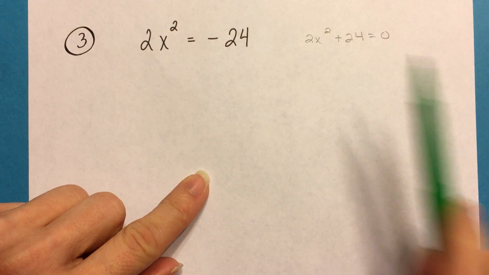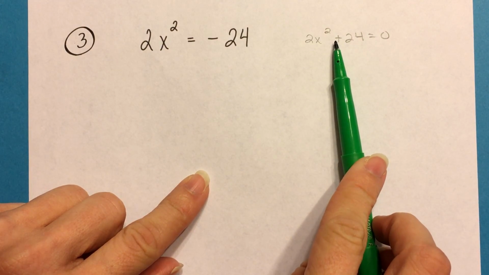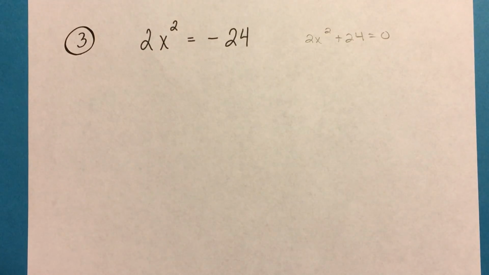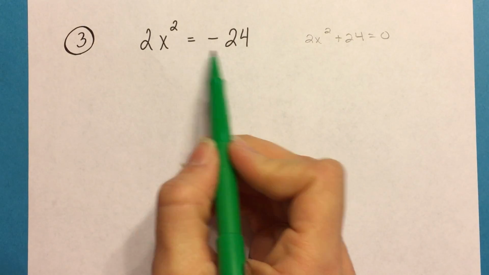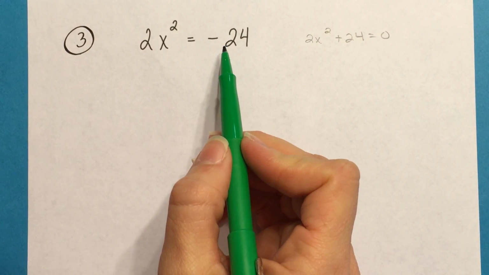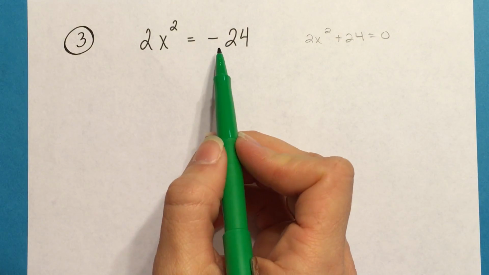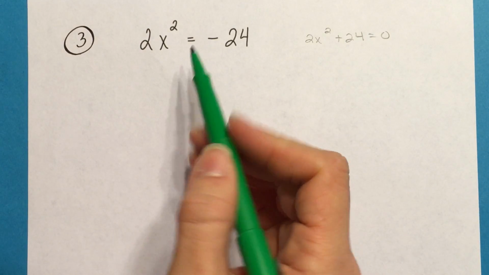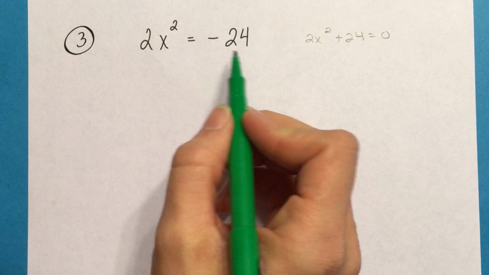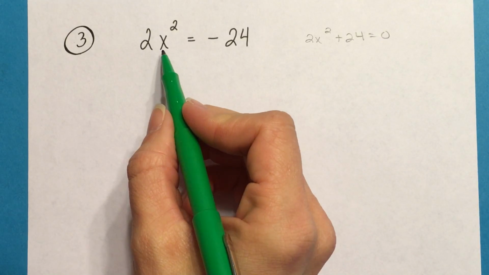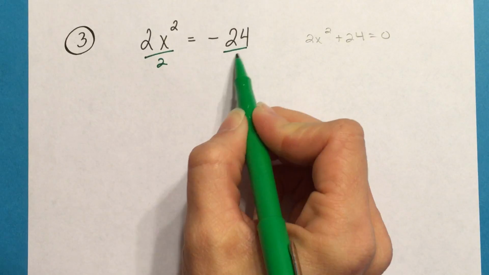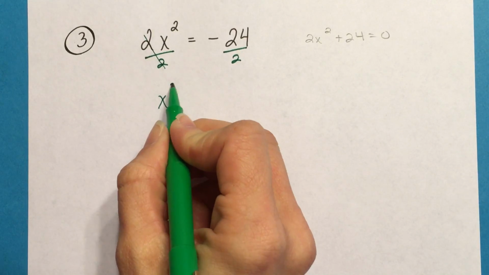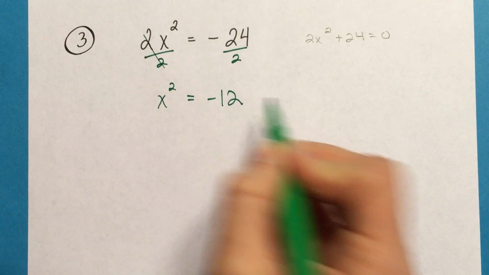But anytime that you don't have that middle term where x is just to the first power, then it's actually quicker to use your square root property. So when you're dealing with square root property, you're going to want the constant on the opposite side just like it is here. So I am not going to add the 24. What I would need to do first would be to divide both sides by 2 because I need the x squared to be by itself. So I would have x squared is equal to -12.